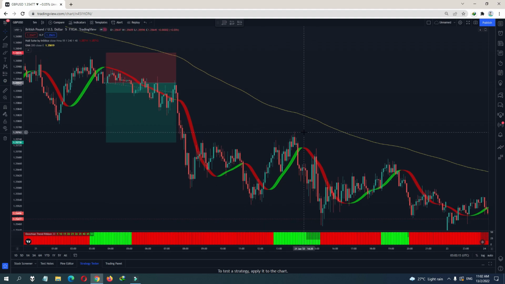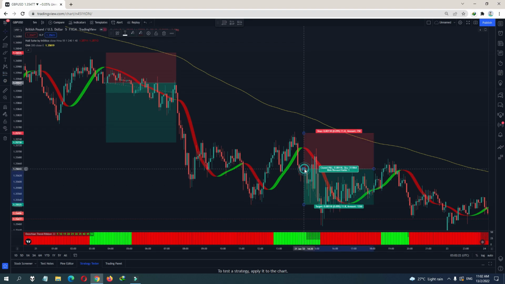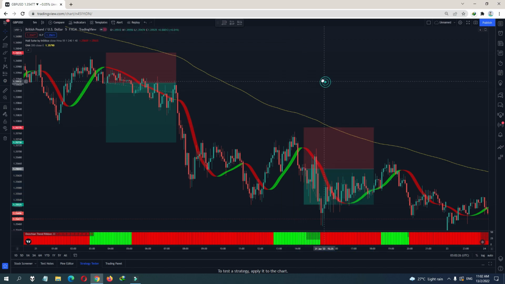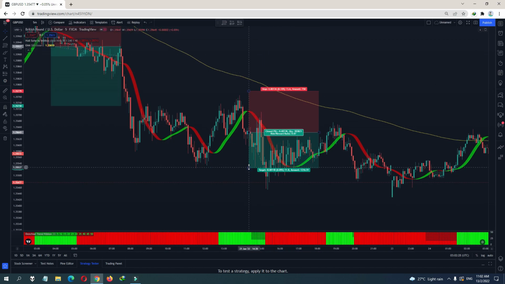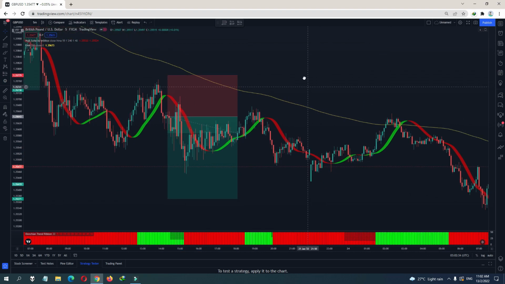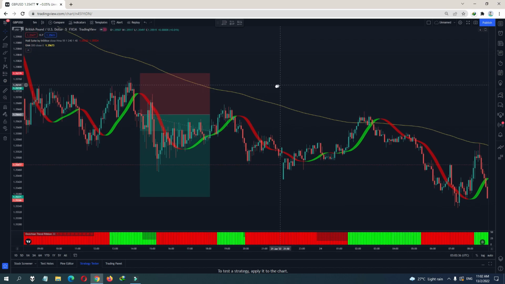It turns red, and the price is below the 200 EMA, and the Donchian is green. Okay, it's a valid entry. Okay, stop loss right there, and you can target 1 to 2. And did we get that? Yeah, we got that.